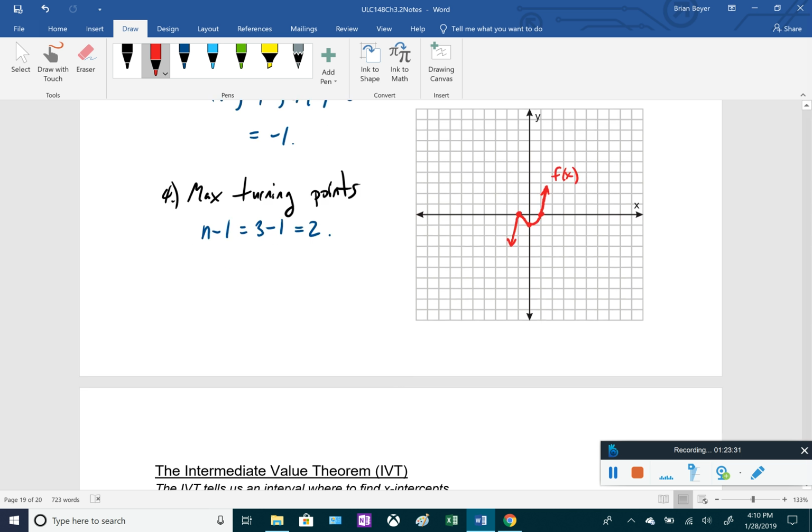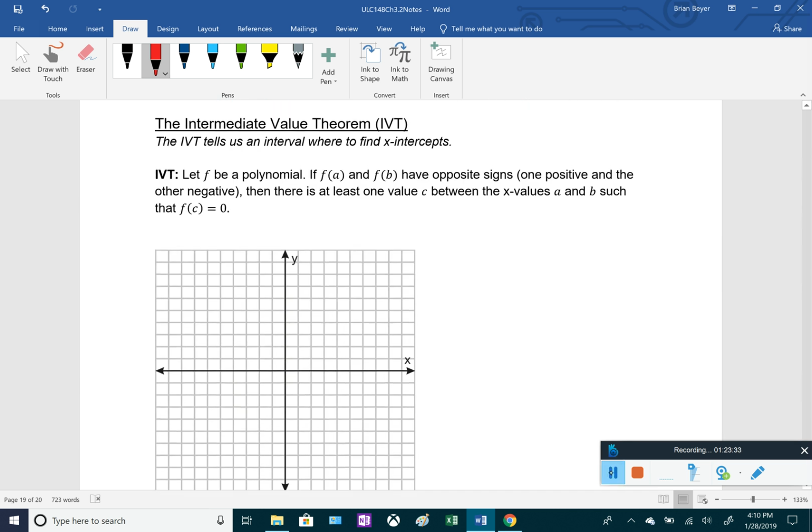Okay, so one more thing. The intermediate value theorem, which we can abbreviate IVT. This theorem is actually really powerful. It tells us where we can find x-intercepts. It doesn't tell us what they are, but it tells us essentially where they are, between two different points where we can find them.